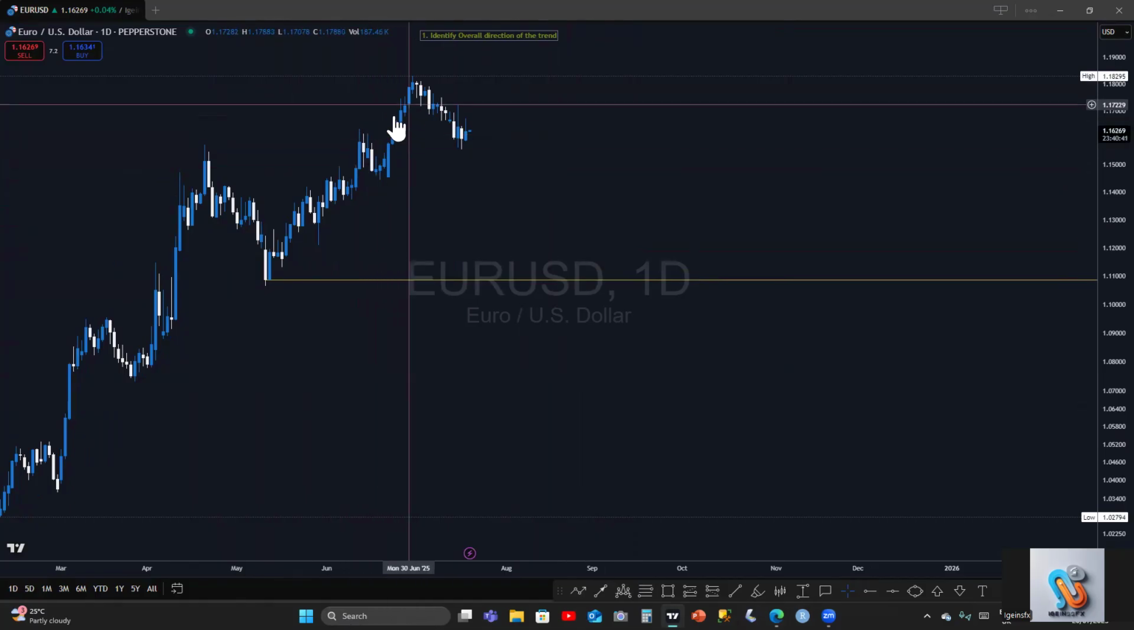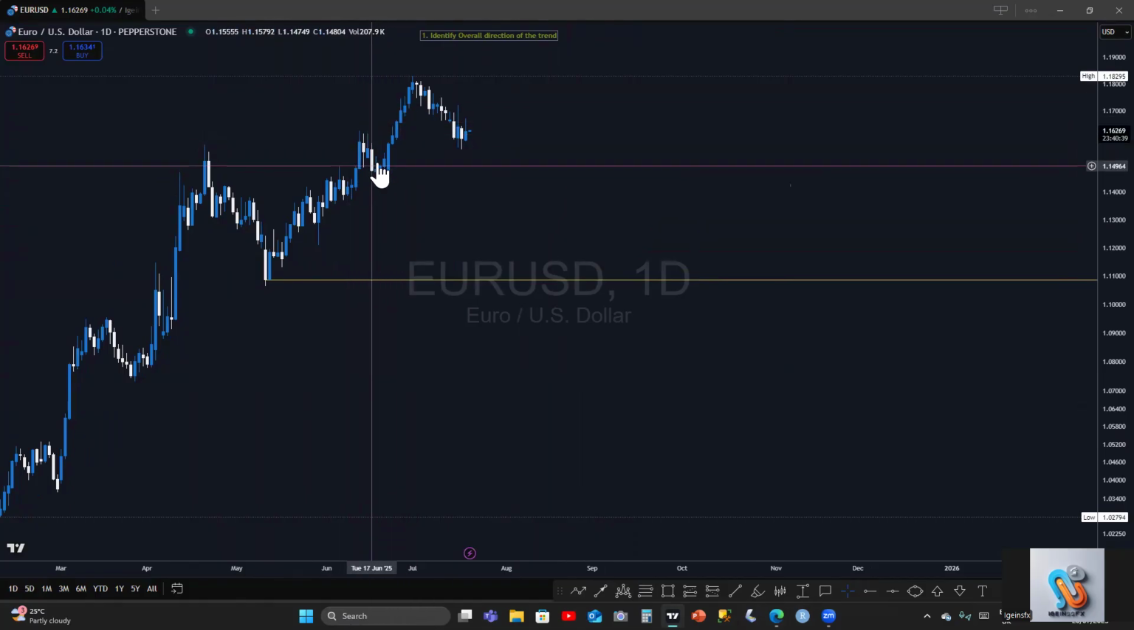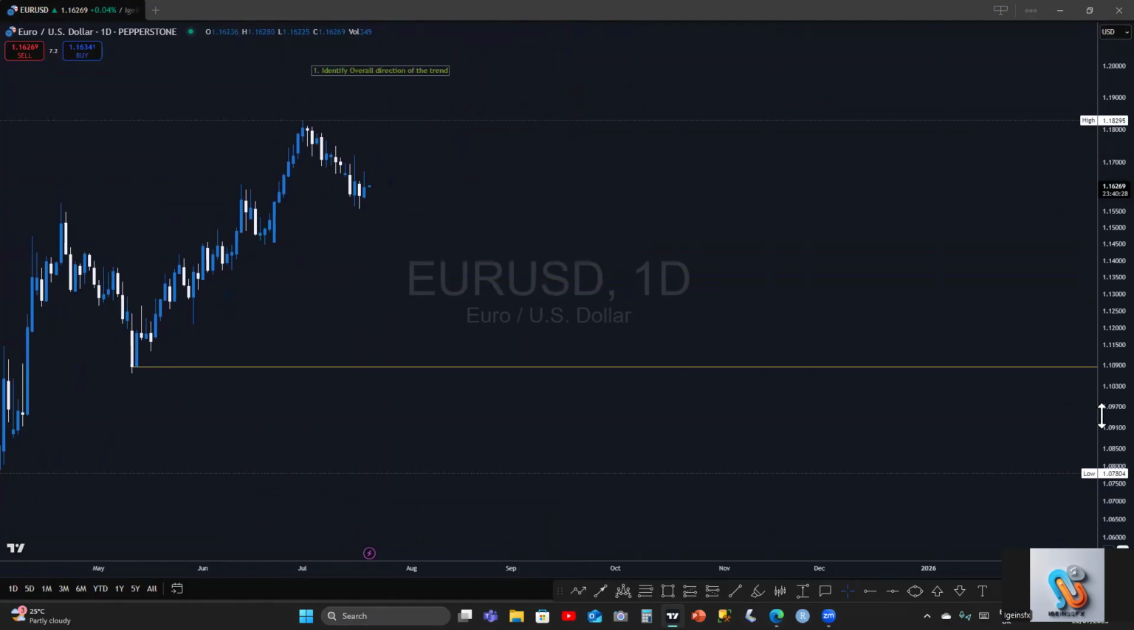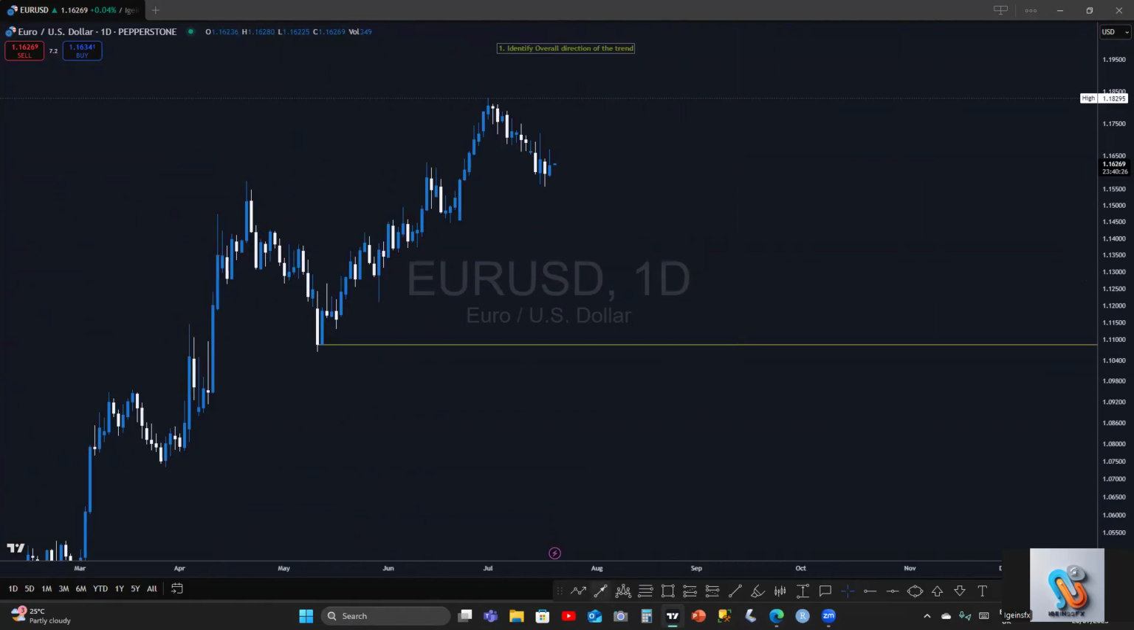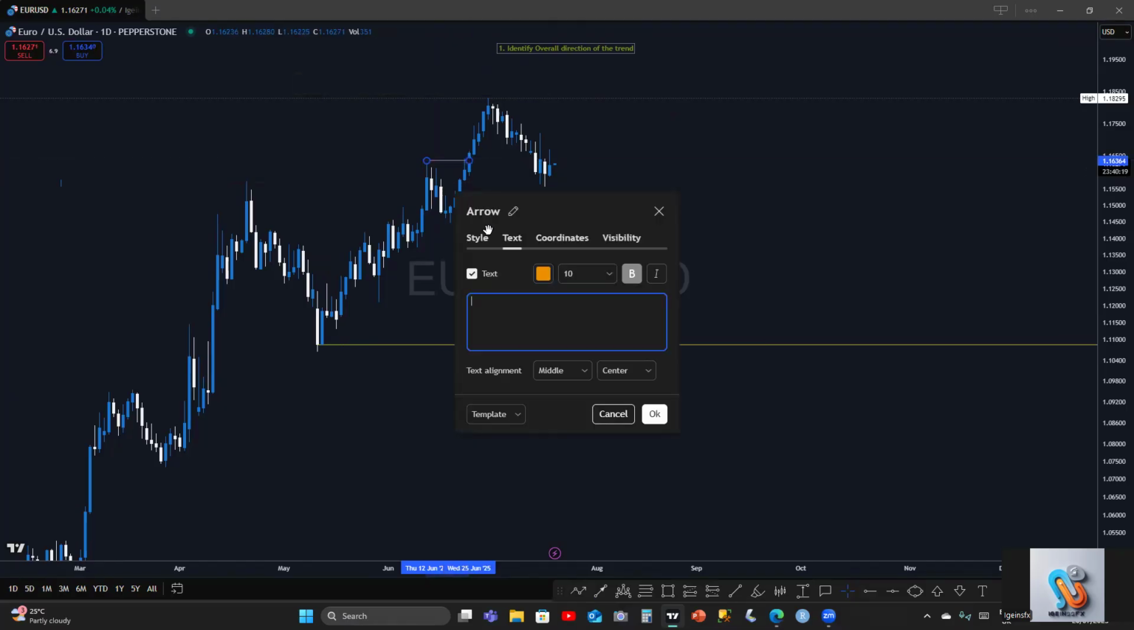All right, so now all we need to do right here is this very point. You cannot see there is also another pullback here that gave this break of structure to the upside. So what we need to do is we'll then mark this place. Let's mark this place. All right, we see break of structure.